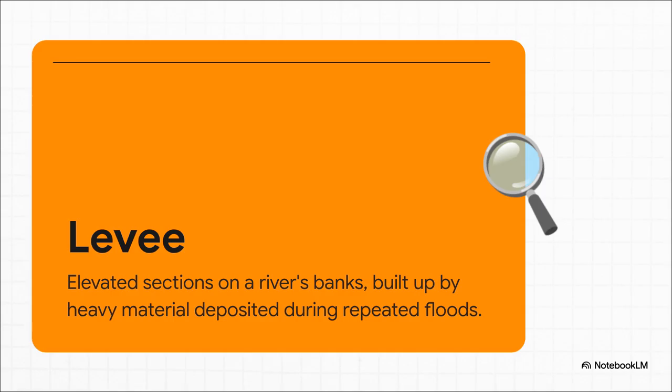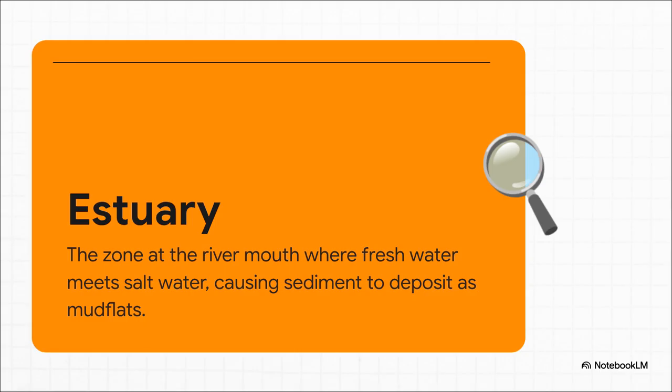And finally, our river reaches the sea at its mouth, in a place we call an estuary. This is where the river's fresh water mixes with the salty ocean tides, and the current slows almost to a stop. With pretty much all its energy gone, it drops the very last, finest bits of sediment it's been carrying, creating these huge, wide mudflats. The river's journey is finally over.